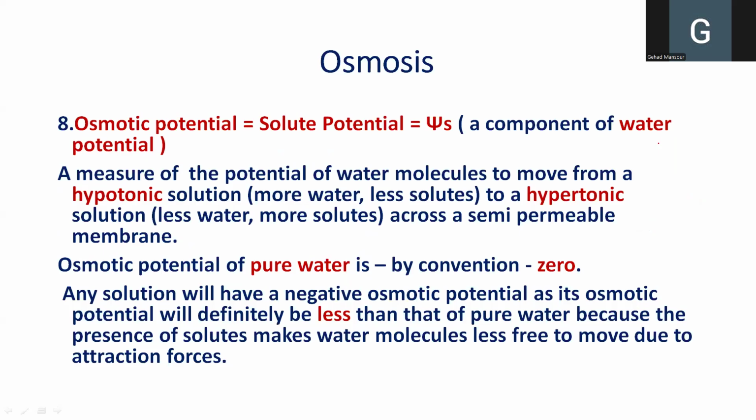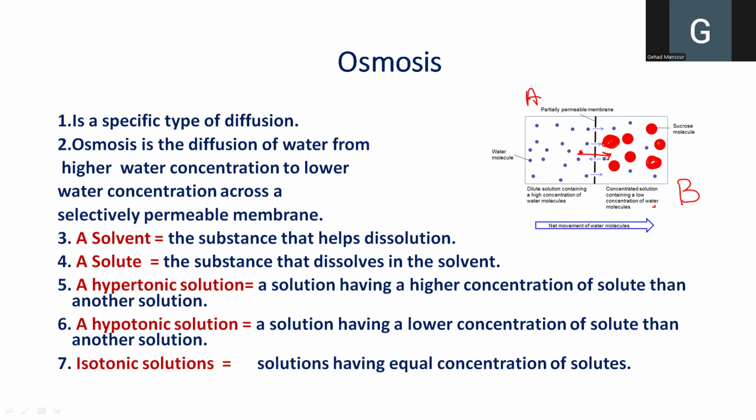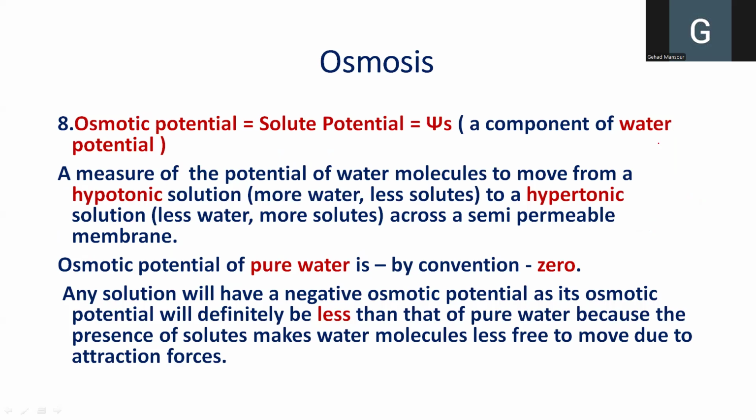So the more solute you have on one side, the more the ability of the water molecules to move. And in which direction will the water molecules move? They will move from side A, where we have more water molecules, to side B, where we have fewer water molecules. So it is a measure of the potential, and that's why we call it solute potential or osmotic potential, because it is the capacity of the water molecules to pass from a hypotonic solution to a hypertonic solution across a semi-permeable membrane.